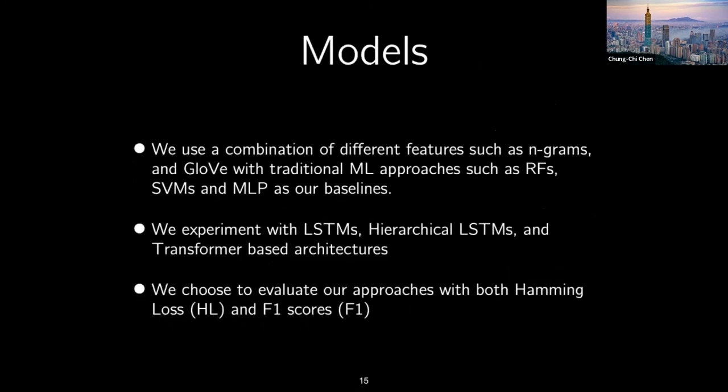For our baseline, we choose a combination of features and traditional ML approaches, such as random forests, support vector machines, and MLPs. For features, we used combinations of character n-grams, word n-grams, and averaged GloVe embeddings. We also experiment with neural approaches such as LSTMs, hierarchical LSTMs, and BERT-based architectures. For evaluation, we use the common practices with multi-label classification such as Hamming loss and F1 scores.